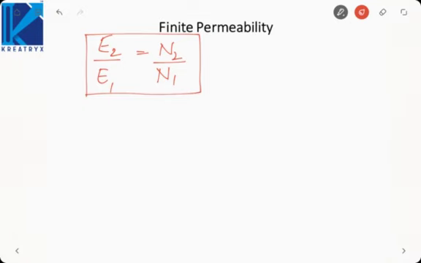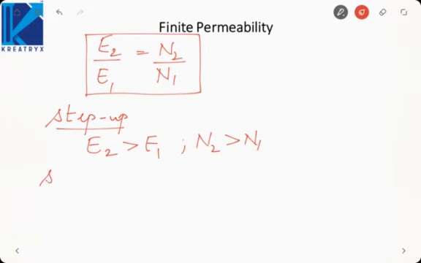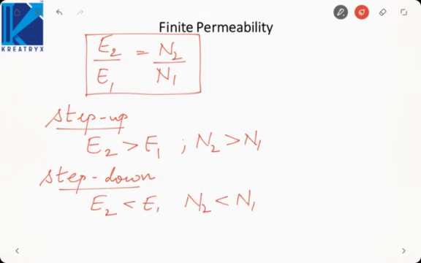This is a very important concept, one of the first concepts that we study in the transformer. That is how we can use the transformer as step up or step down. For a step up transformer, the output voltage or secondary voltage must be greater than primary. It implies the secondary number of turns must be greater than the primary number of turns. Similarly, if we wish to use it as step down, that means output voltage must be less than input, E2 must be less than E1, that means N2 must be less than N1. So that is how we can use a transformer as a step up or a step down transformer.